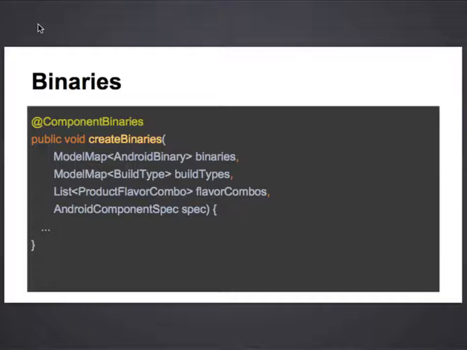And so here we have build types, we have flavor combos, right? That's the combination of all the flavors, and we have this Android component spec, which kind of gives us access to all the other properties that we had in our model. Because that's what we needed, right? We need the build type, all the various properties. And so in here, we'll just do basically binaries.create. Well, we loop on all the build types, and we loop on all the flavor combos, and for each combination we do a binaries.create and then we set up stuff. And then we create the task.